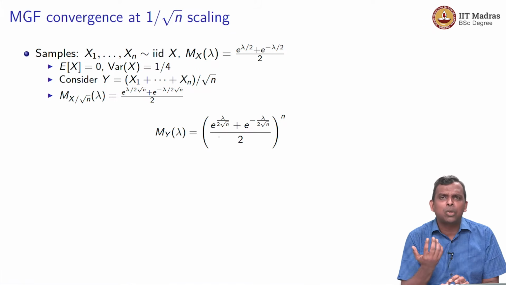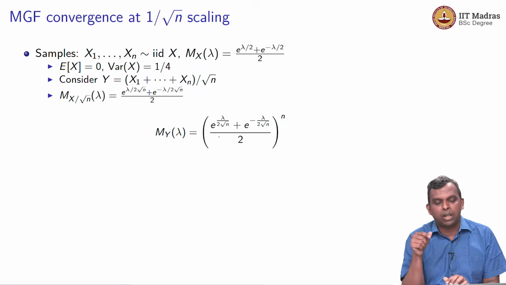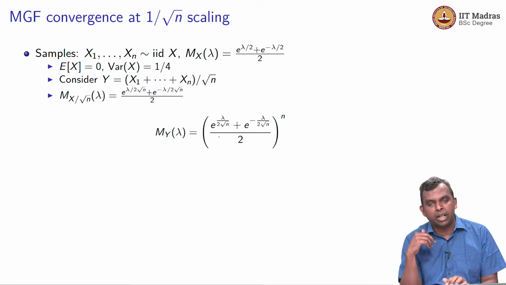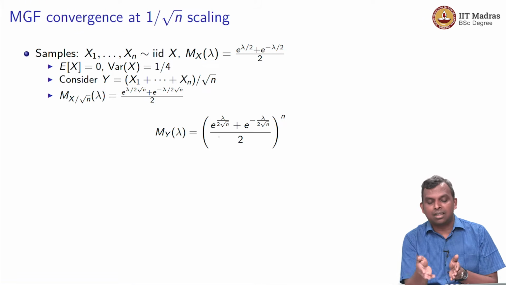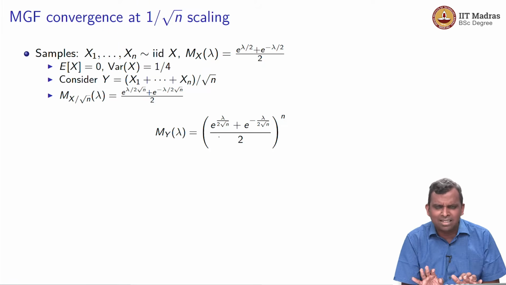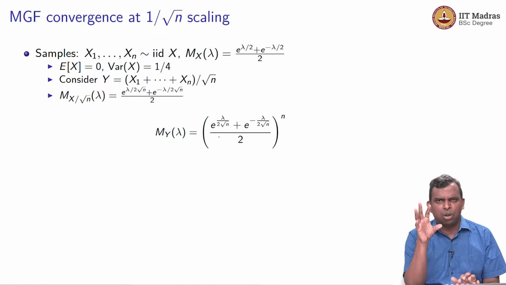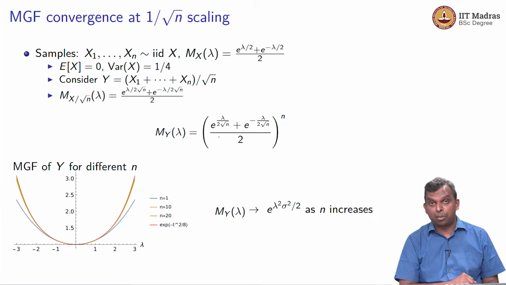Whether I divide by n or root n, it's the same thing, right? Instead of x, I will look at the moment generating function for x by root n. So instead of 1 by 2n, minus 1 by 2n, I'll have 1 by 2 root n minus 1 by 2 root n. Nothing changes there. And so the moment generating function for y is simply e power lambda by 2 root n plus e power minus lambda by 2 root n by 2 raised to the power n. So all these mechanics, there's no change, and you can use Desmos or something. You can easily generate this and plot. So that's what I've done here. Notice the profound change. Look at the huge change here.